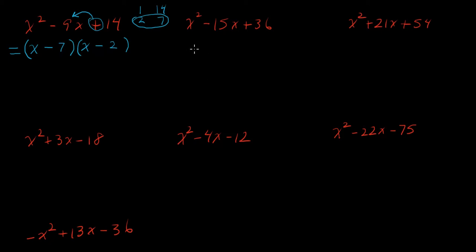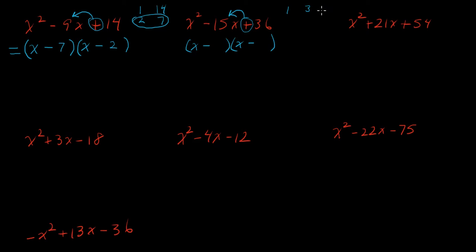Let's do another one. I'm going to bring this sign straight down. I'm going to think about multiplication rules. A negative times a positive is a negative. And I need two numbers that multiply to 36 and add to 15. So let's make all the pairs that we can.